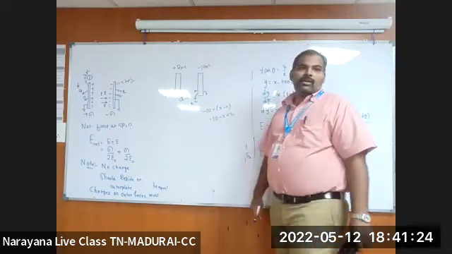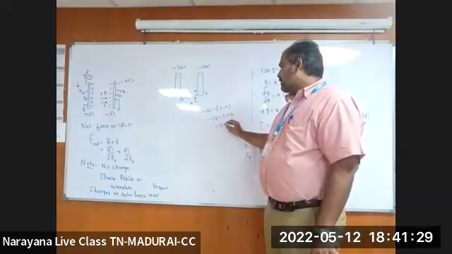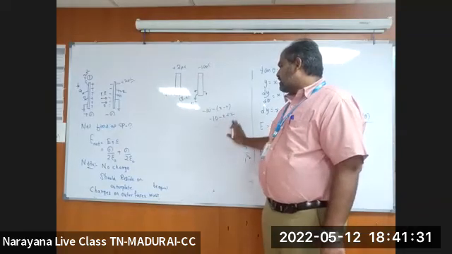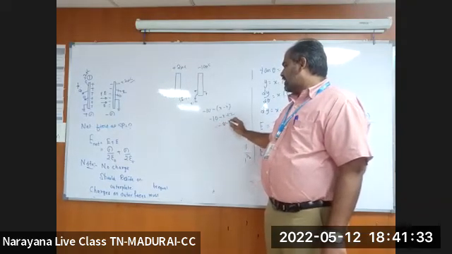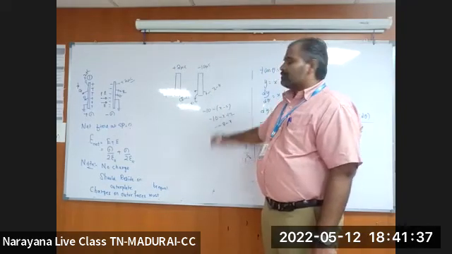If you don't understand, please stop me. I'll explain. So 2 minus 10, how much? Minus 8. So what is the charge here? Minus of x minus 8.